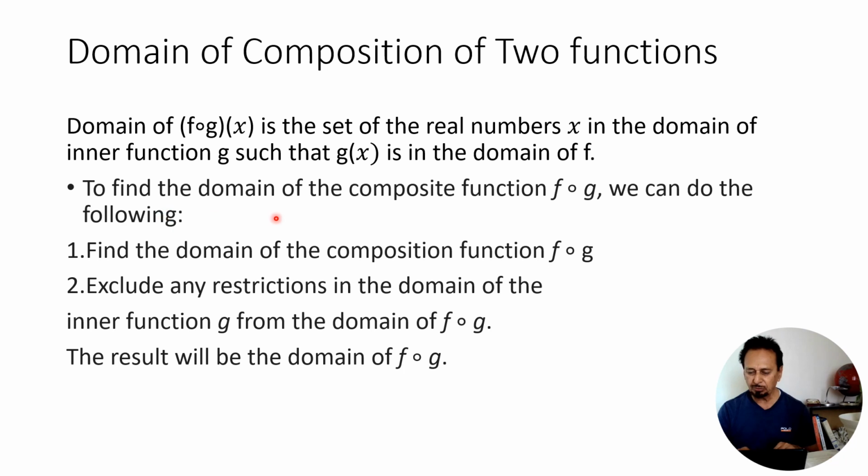To find the domain of the composite function f circle g, we can do the following. First we find the domain of the composite function f circle g. Then we exclude any restriction in the domain of the inner function g from the domain of the composite function f circle g. And the result will be the domain of the composite function f circle g.